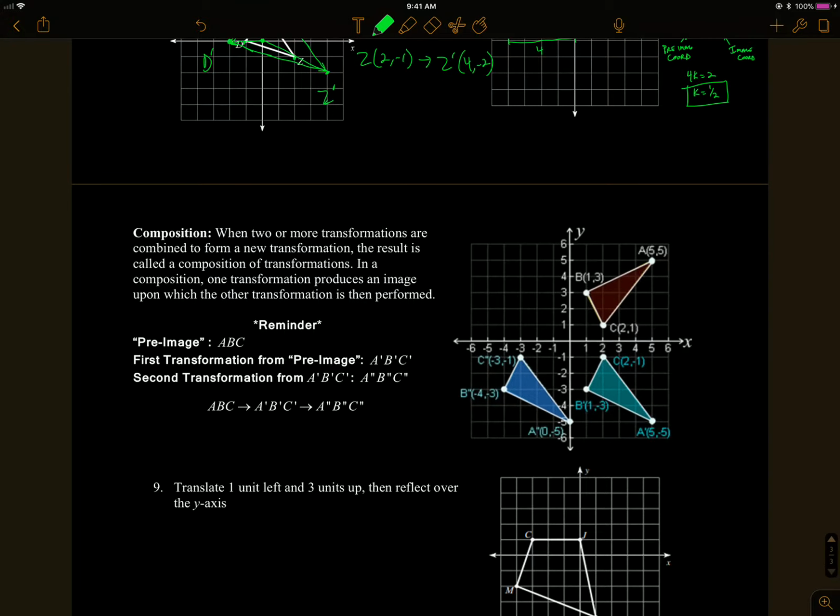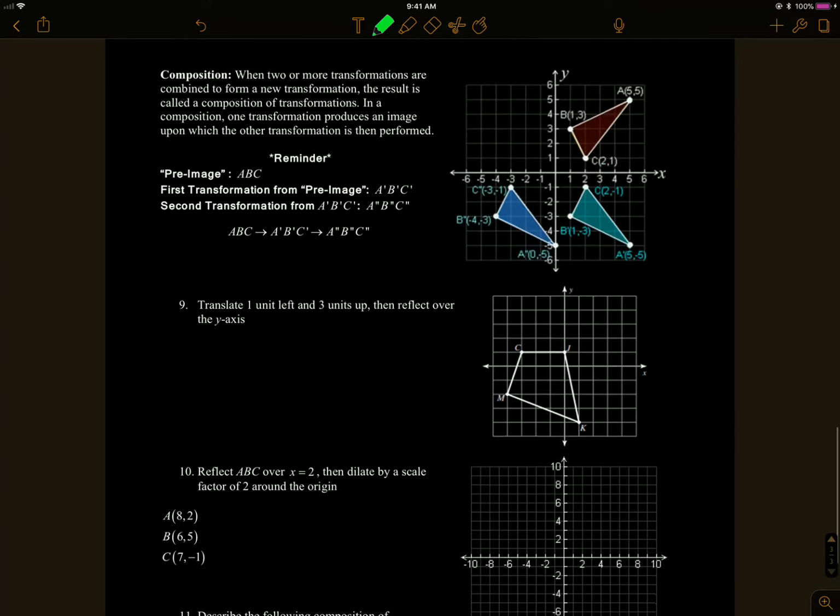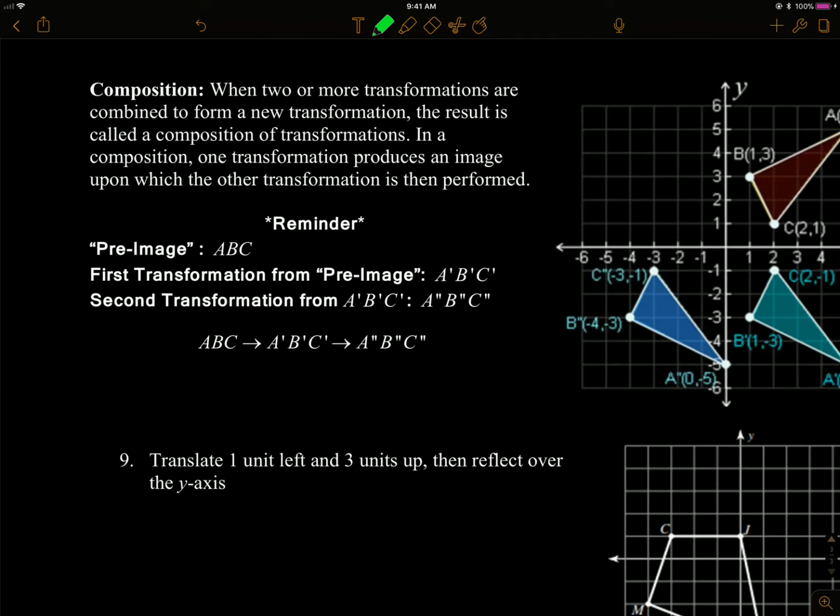Let's look at the next part. We're going to go through some composition. So pause the video. You can read this stuff right here.